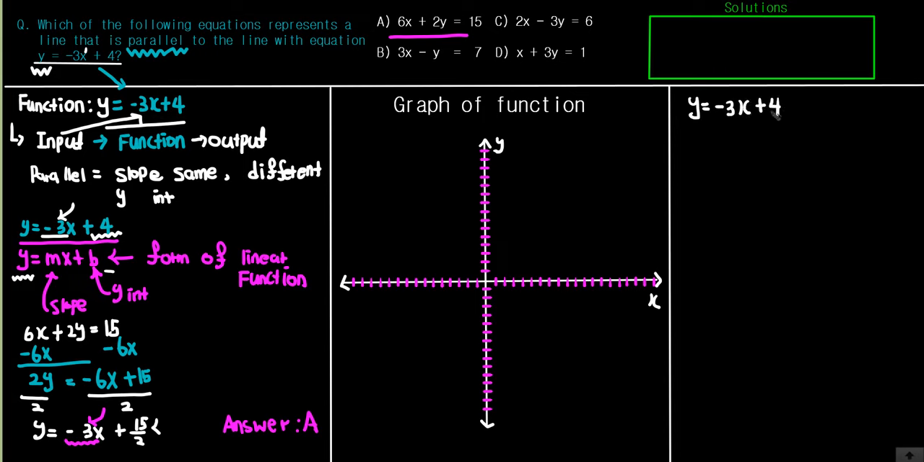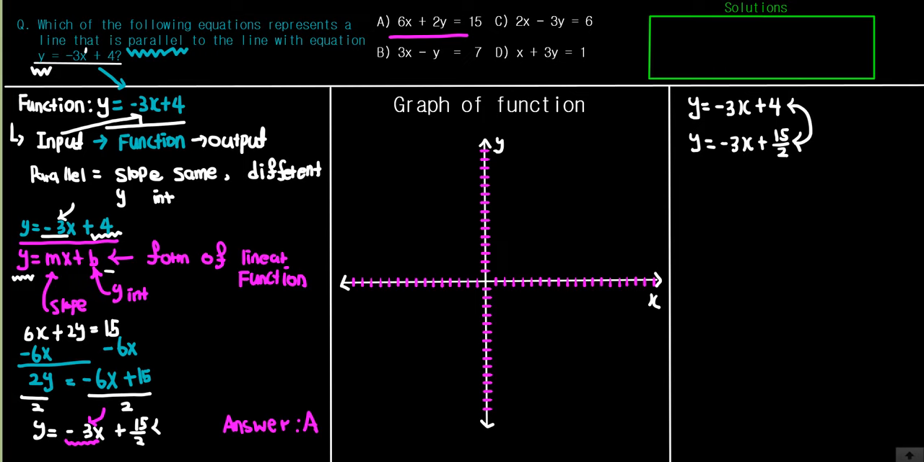And I want to write one more function down. y is equal to negative 3x plus 15 over 2. The reason why I wrote both of our functions is because I want to graph both of them so that we can figure out if they're actually parallel.